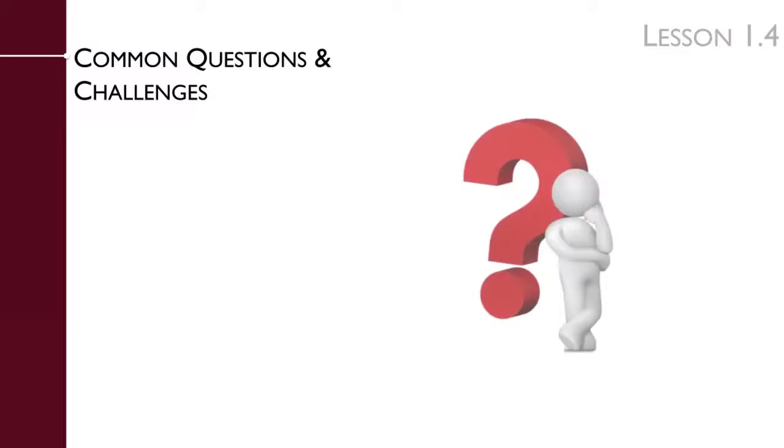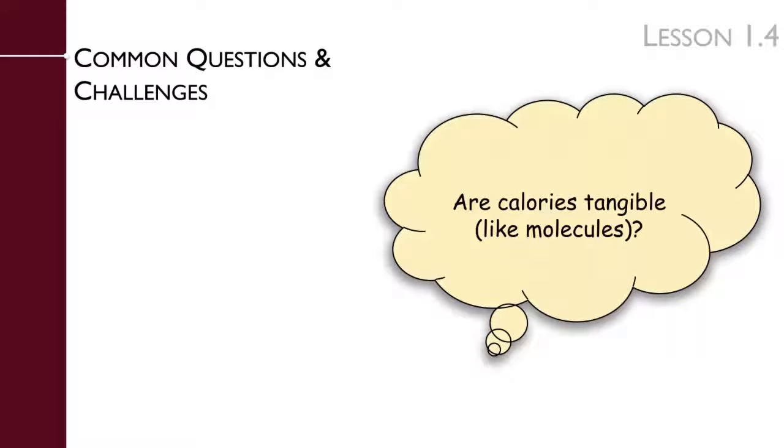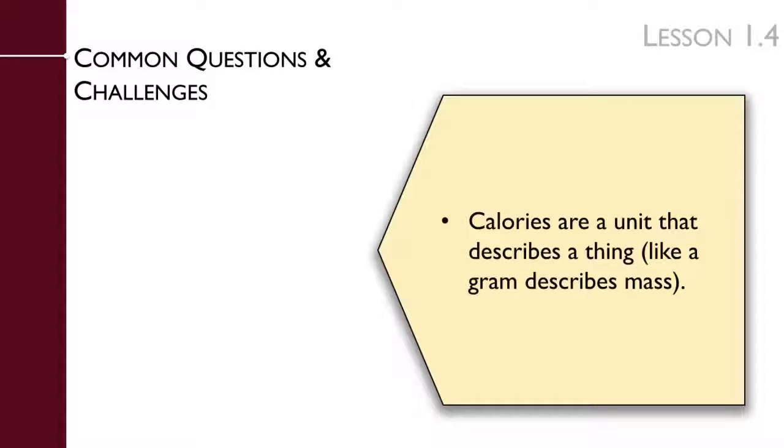Some schools may have students conduct a calorimetry lab in their chemistry course. If this is the case and you don't want to repeat the same lab, you can instead complete the do now and wrap up of this lesson with a brief review of what was done in the previous calorimetry lab. This lesson deals with the misconception that calories are a tangible thing, like a molecule. However, calories are actually a unit that describes a thing, like a gram. This is an important concept to know when we discuss in later lessons whether there is such thing as good or bad calories.